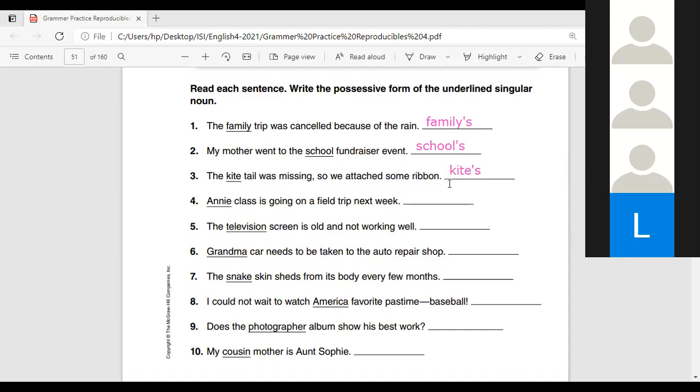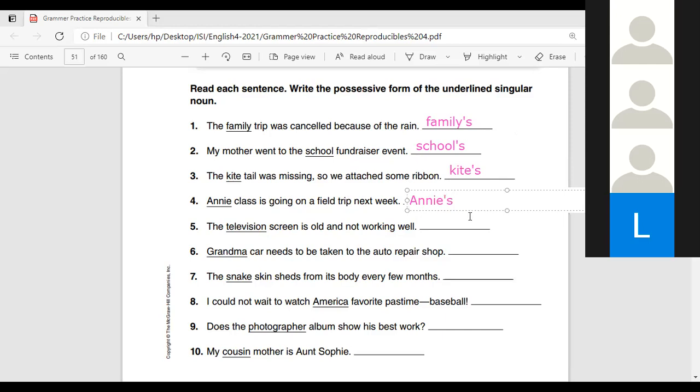Lana, number 4. Annie's class is going on a field trip next week. Annie's. What do we add to it? Apostrophe S. Excellent. Thank you.